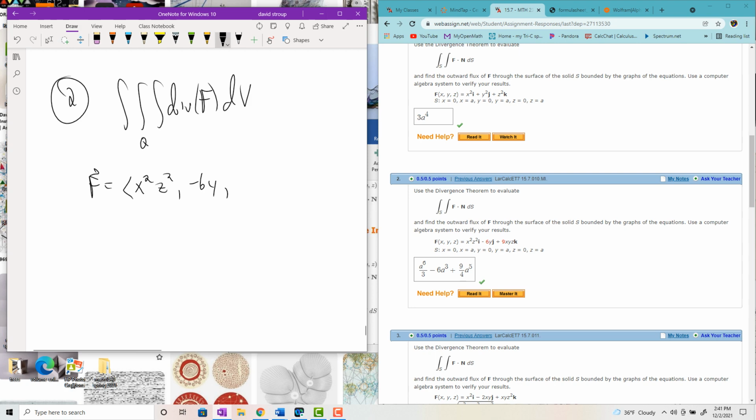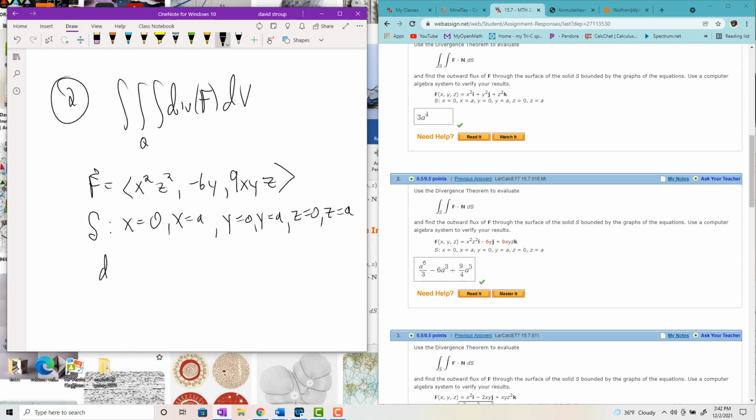X squared y squared minus 6y, and then 9xyz. And of course, well, this is easy. I didn't want to do it because it was too easy. Whatever, do it anyways. So we're basically integrating over a cube: x equals 0 to x equals a, y equals 0 to y equals a, and z equals 0 to z equals a.